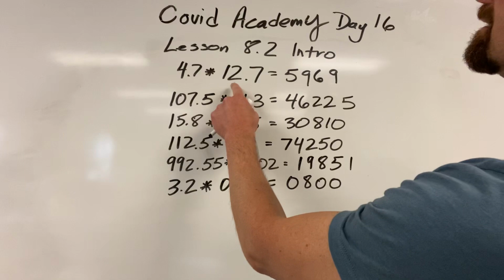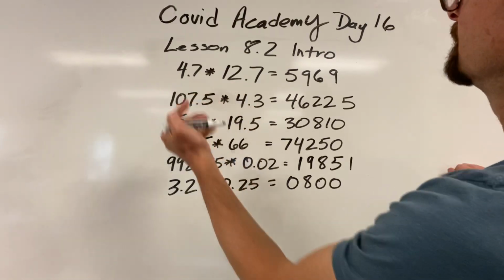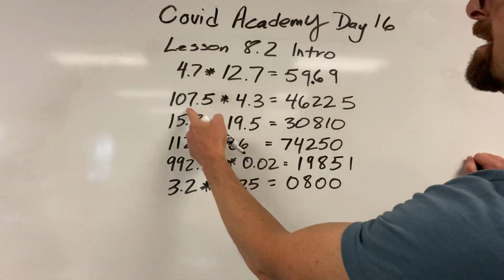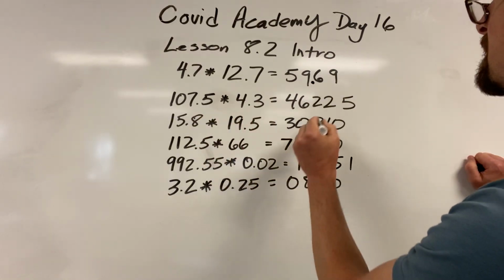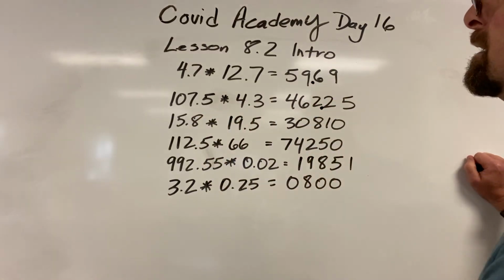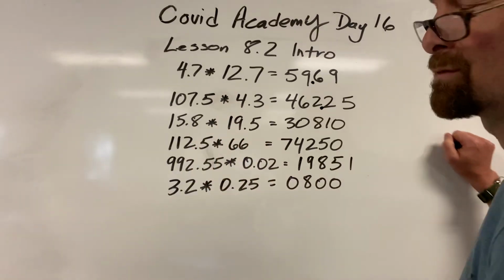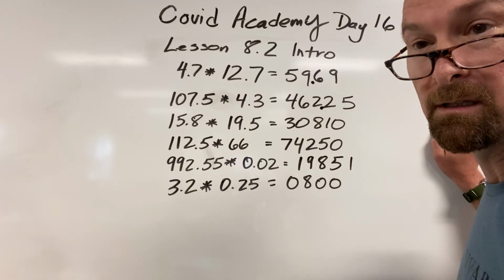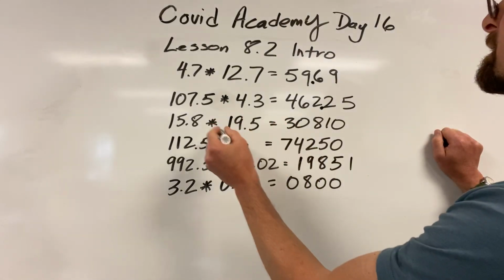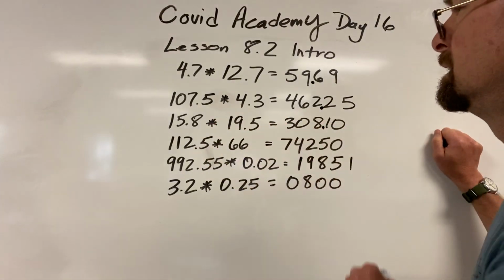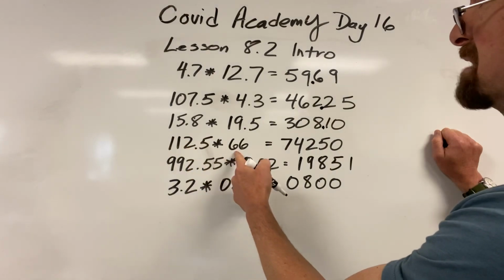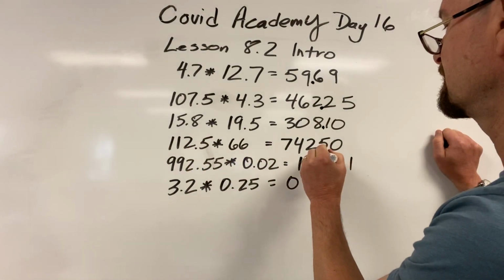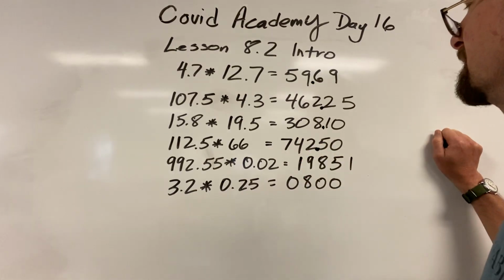All right. So I'm thinking 12 times 5 is 60. Bing! 100 times 4, that's 400. Bing! 15 times 20. Okay, 15 times 2 is 30. Add a 0 is 300. Okay, where's that one? Bing! 100 times 60, 600. Okay, not that close. I could have made it a 700.